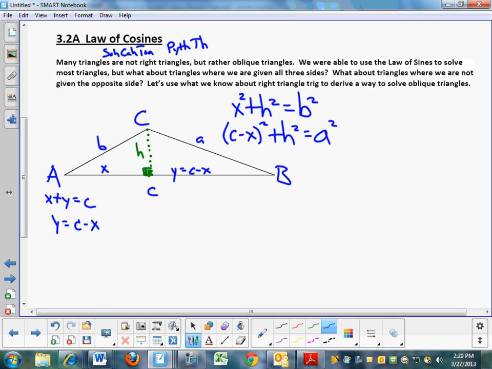What do you think of that? You okay? Everybody okay with those two expressions? What do those two expressions have in common?